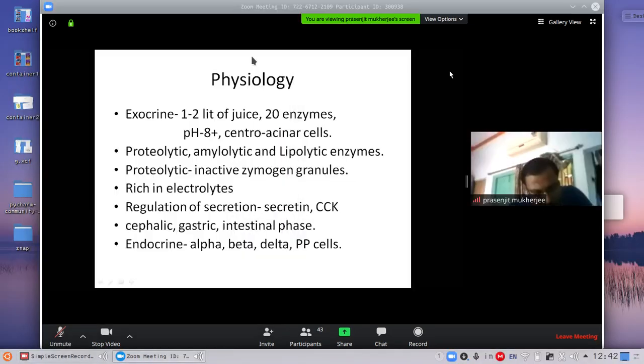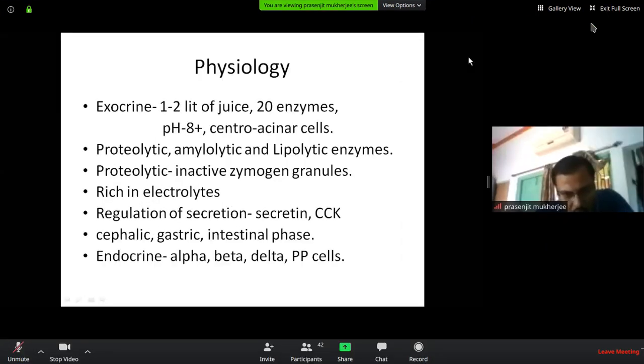Endocrine function. As you all know, it has very important endocrine function. We are mostly bothered about insulin, which is released from the beta cell. And contrary to popular belief, beta cells are distributed throughout the pancreas. They are not located mostly at the tail region. They are mostly found in the head and neck region. They are also found in the body and tail region, but mostly in the head and neck, as the head and neck is the most bulky part of the pancreas.